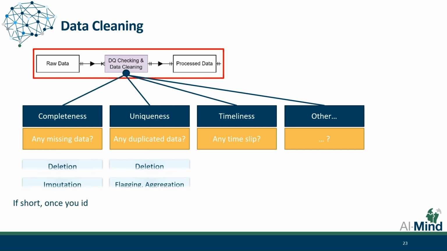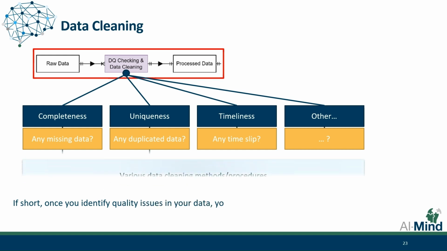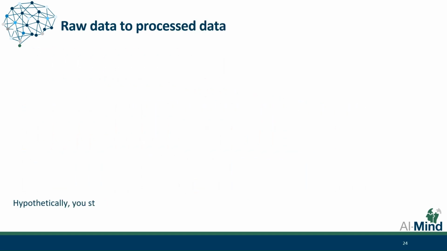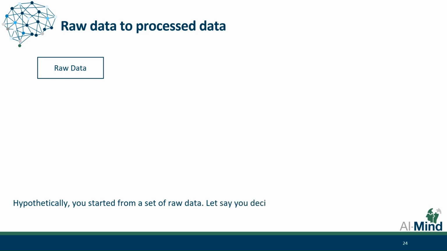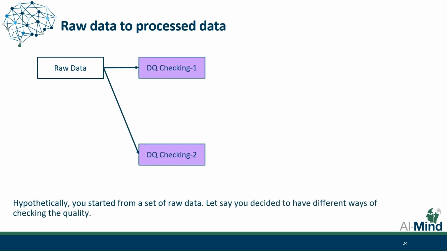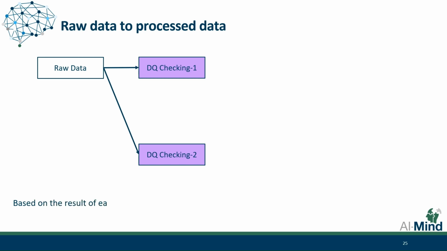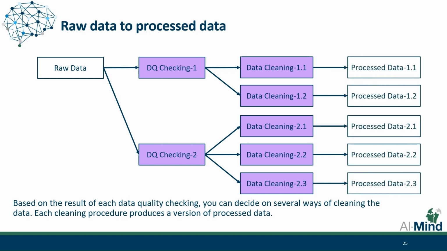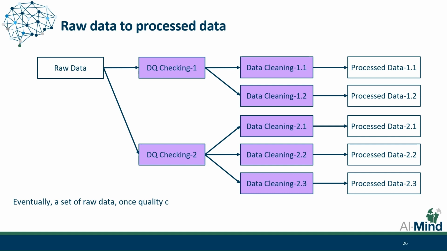In short, once you identify quality issues in your data, you can decide on various ways of performing data cleaning. In turn, this produces several versions of processed data. Hypothetically, you started from a set of raw data. Let's say you decided to have different ways of checking the quality. Based on the result of each data quality check, you can decide on several ways of cleaning the data. Each cleaning procedure produces a version of processed data. Eventually, a set of raw data, once quality checked and cleaned, may result in several versions of processed data.